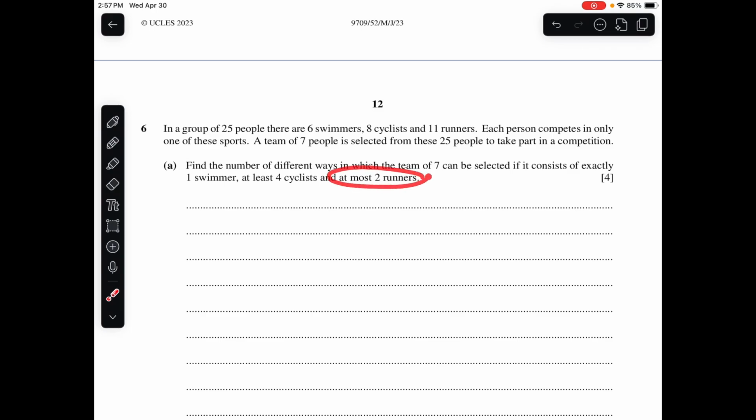So maximum we can have 2 runners, and we should have exactly 1 swimmer and at least 4 cyclists. So I'm just going to make a small table for you. So we have swimmer, cyclist, and runners. So we need to have exactly 1 swimmer. This cannot change. The number of cyclists could be greater than or equal to 4, and at the most 2 runners means less than or equal to 2, right?